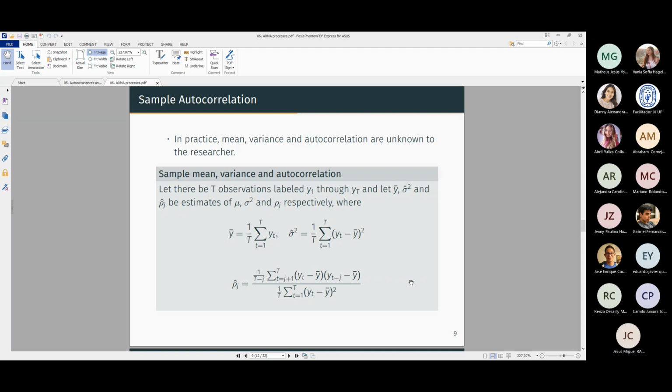Not necessarily. Ah, okay. Because when you run the auto ARIMA function, it will include all the lags.